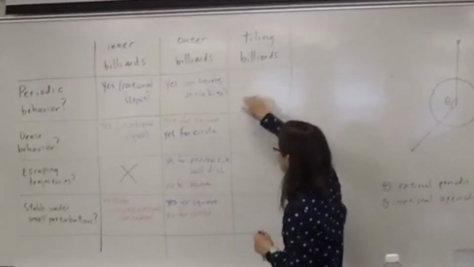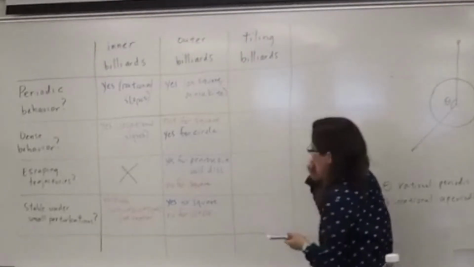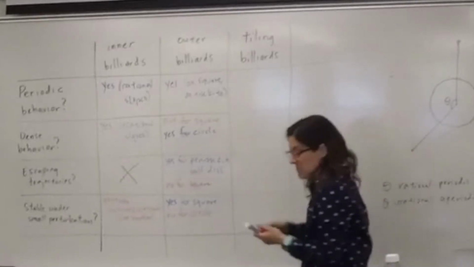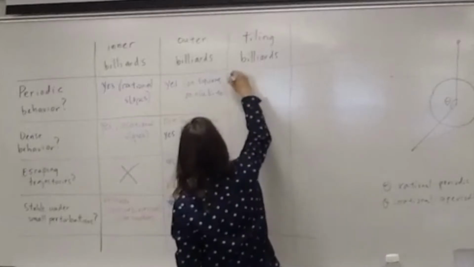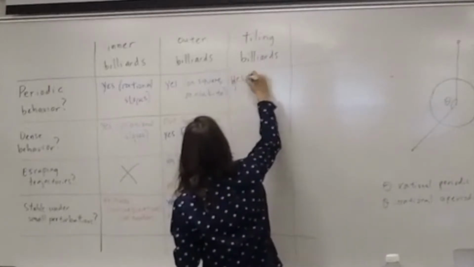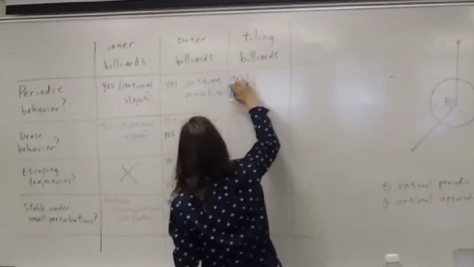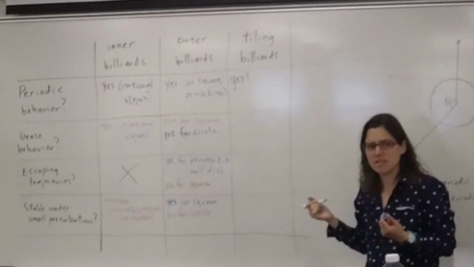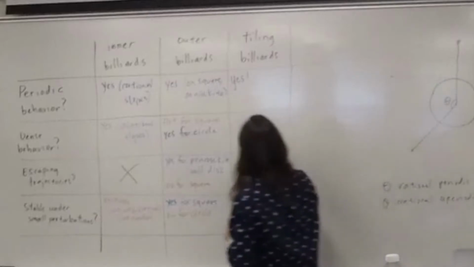So we can answer this for the triangle, and we can answer this for the hexagon. So is there periodic behavior? Yes, yes, always. We haven't yet found a tiling where there isn't periodic behavior. That would be an interesting question. Is there a tiling where there is no periodic behavior?